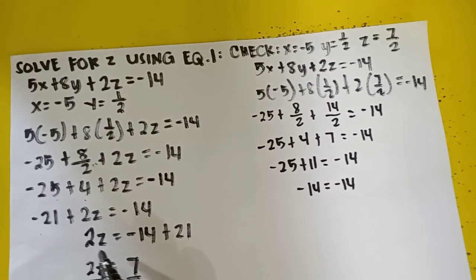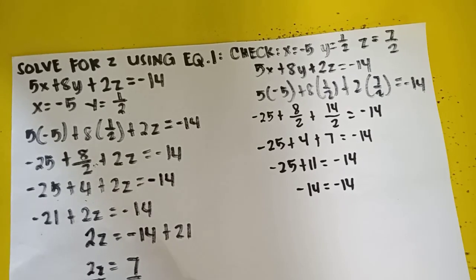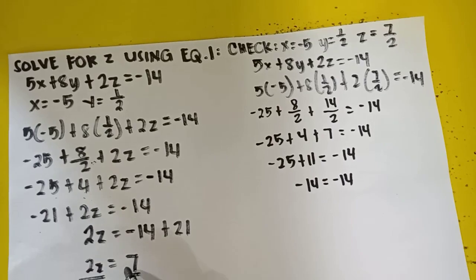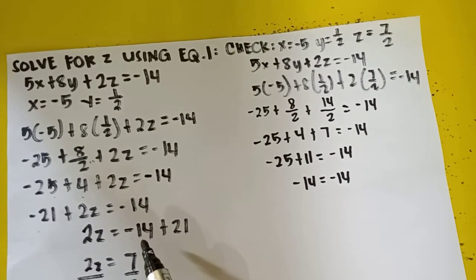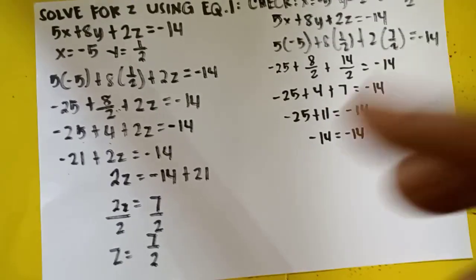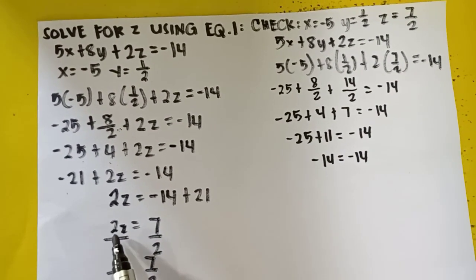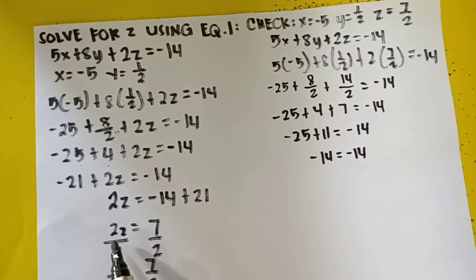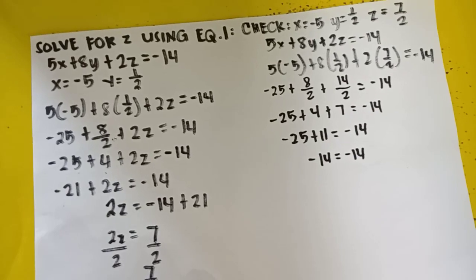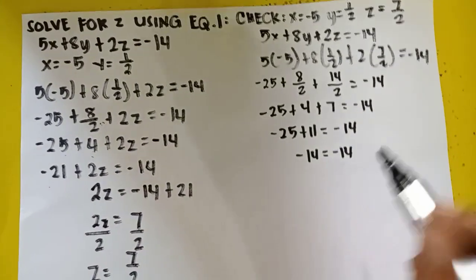So 2z equals negative 14 plus 21, which will give us 2z equals 7, because 21 minus 14 is 7. And then now 2z, to eliminate 2 with this equation, we will divide both sides by 2, and the answer is z equals 7 over 2.